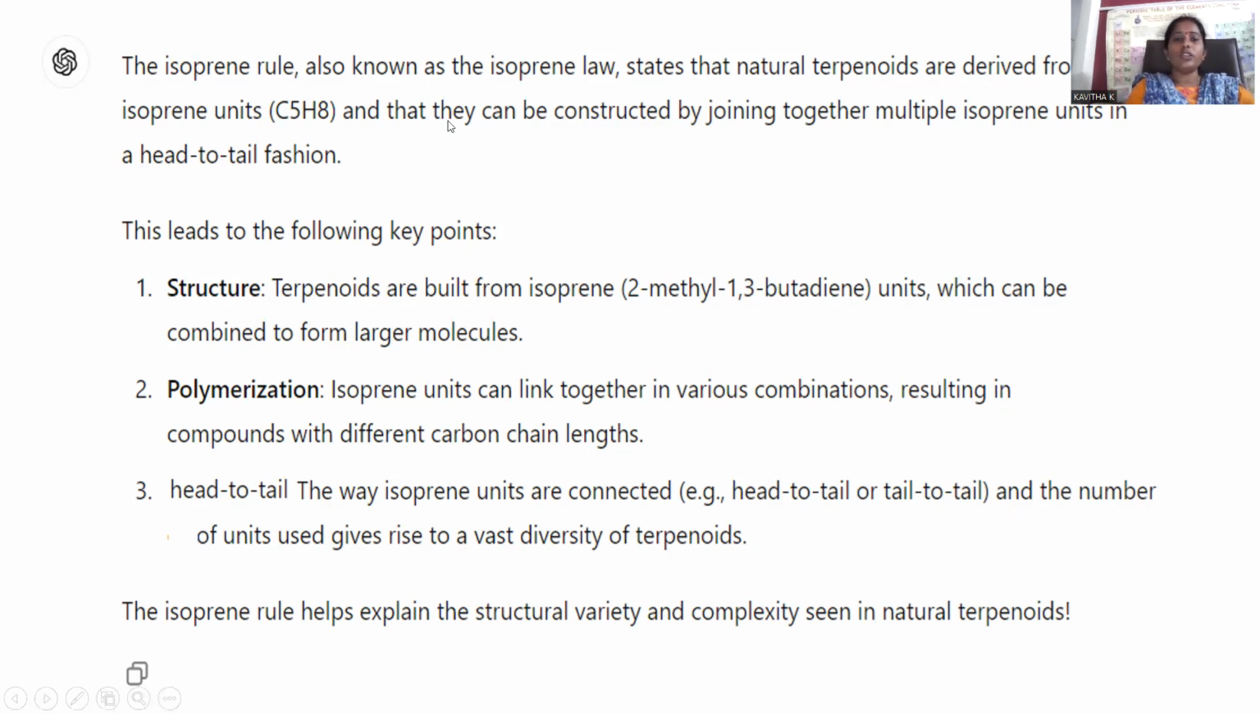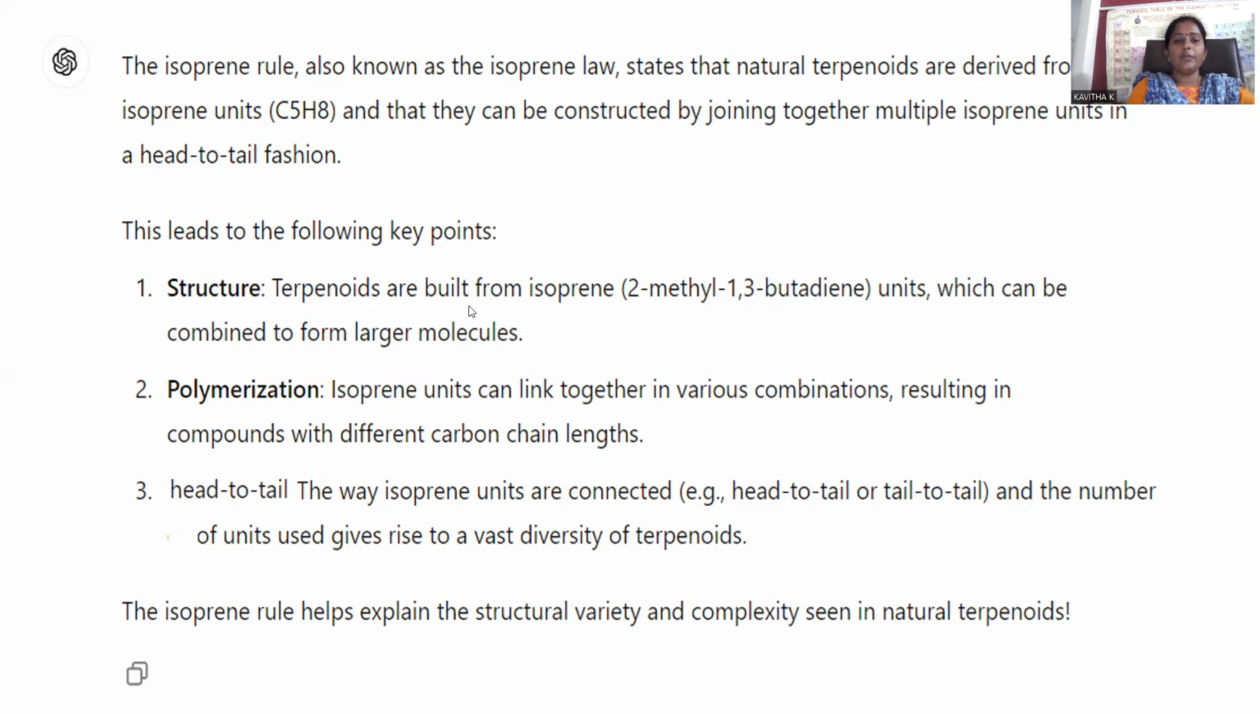The isoprene rule is also known as the isoprene law, which states that natural terpenoids are derived from isoprene units. Isoprene is the fundamental compound, C5H8, and terpenoids can be constructed by joining together multiple isoprene units. When multiple isoprene units are joined, ring extension and chain extension are possible. This leads to the following key points.